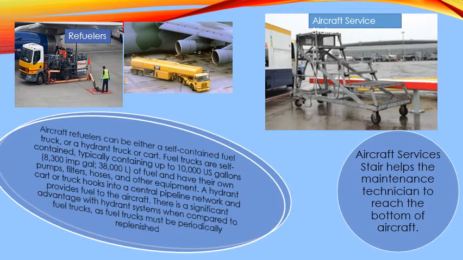Next thing is refuelers. Aircraft need refuelers. A refueler carries around 10,000 US gallons, and around 38,000 liters of fuel with heavy pumps. They will use that much fuel there. And you can see how they are placed, which depends upon the airline or the airport.